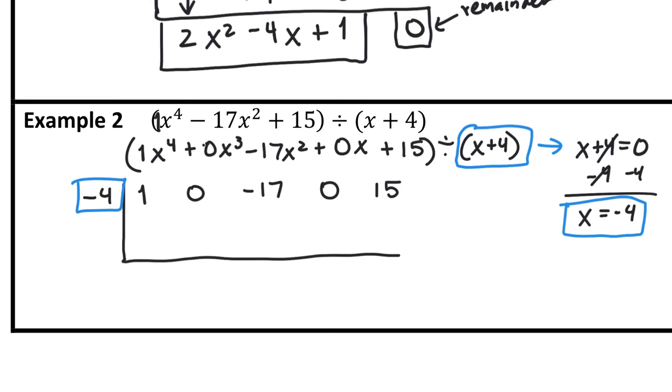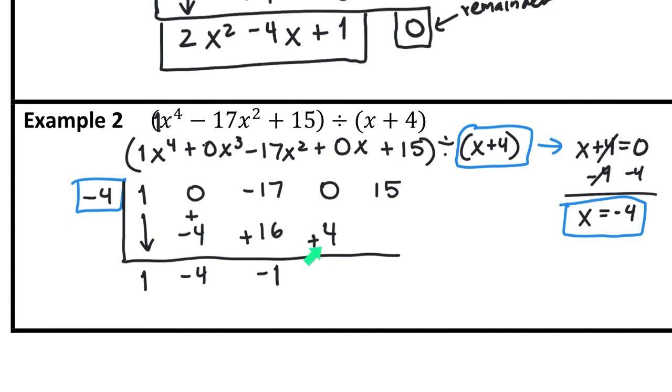Okay, so the first step is bring down the first term. So bring down the 1. Multiply. What's negative 4 times 1? It's negative 4. What's 0 plus negative 4? It's negative 4. What's negative 4 times negative 4? That's positive 16. What's negative 17 plus 16? That's negative 1. What's negative 4 times negative 1? That's 4.